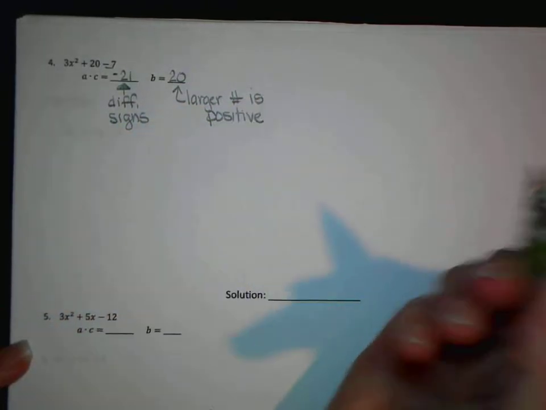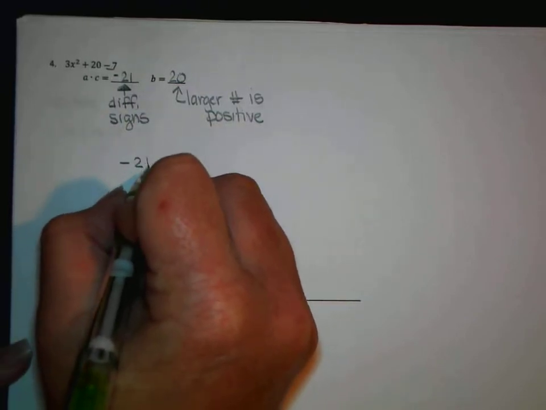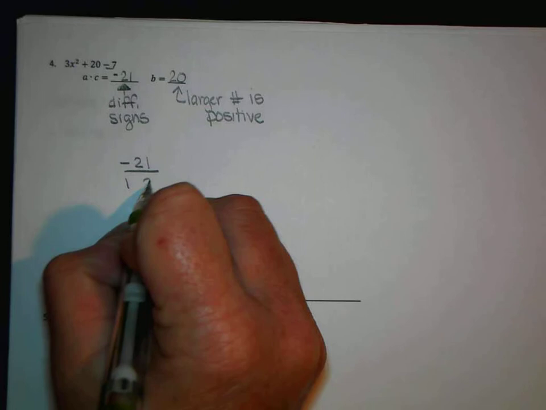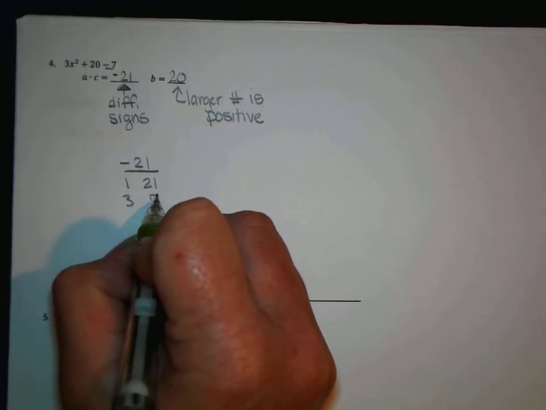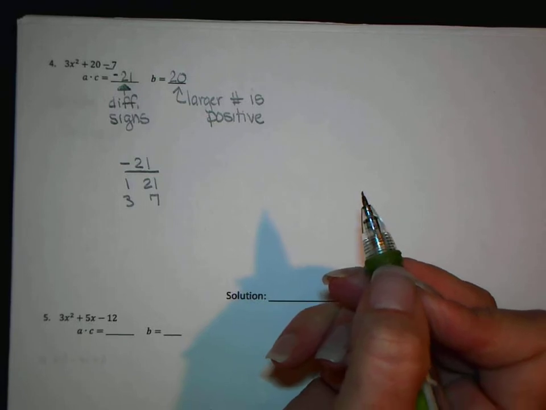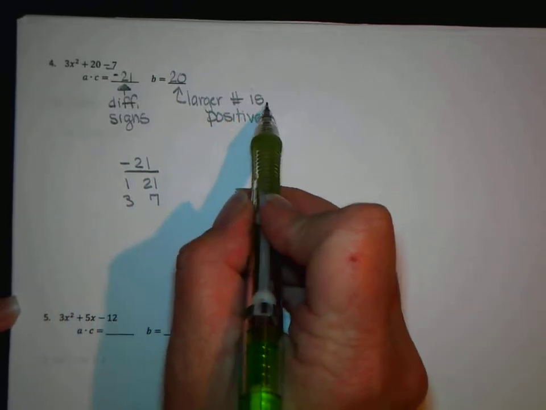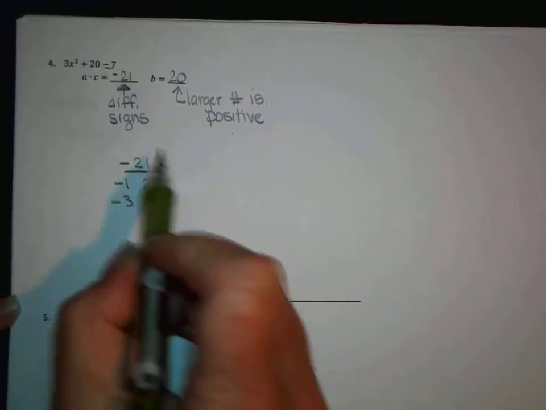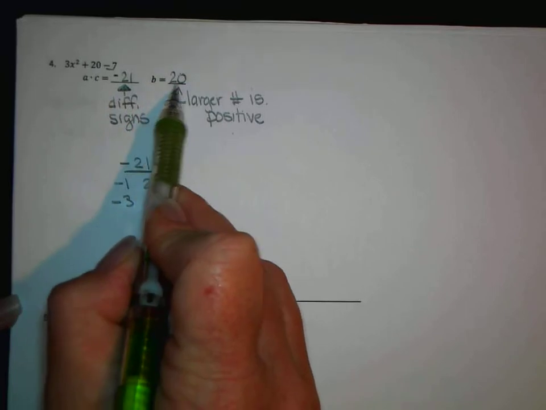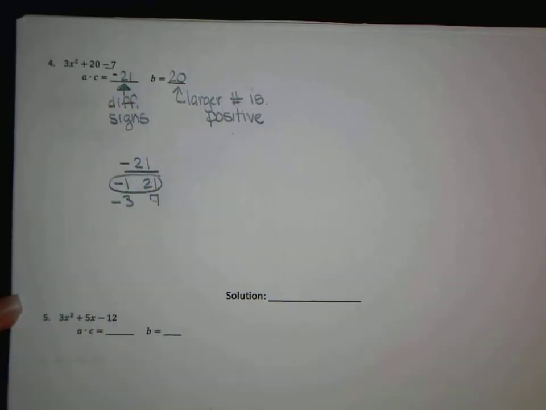So next thing we're going to do is list our factors of negative 21. Factors of negative 21 are 1 and 21, 3 and 7. That's it, because 21 is not an even number, so it's not divisible by 2. But remember, larger number is positive. So if my larger number is positive, my smaller number is negative. And I'm looking for a combination that when added together gives me 20. So there it is. Okay, now I'm going to do my box.